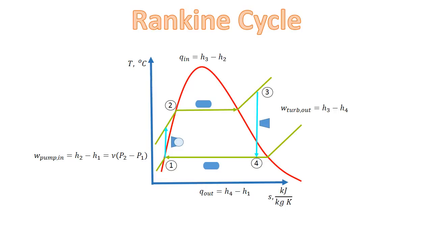This is a property called enthalpy, and you can find the value in any table of saturated water or superheated water. Other properties that you can find in these tables are specific volume, internal energy, and entropy. The efficiency formula is the following.